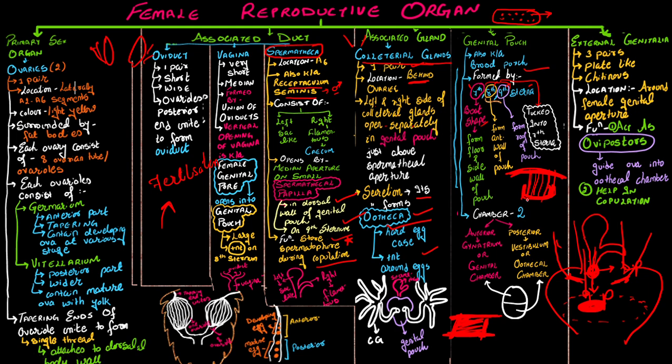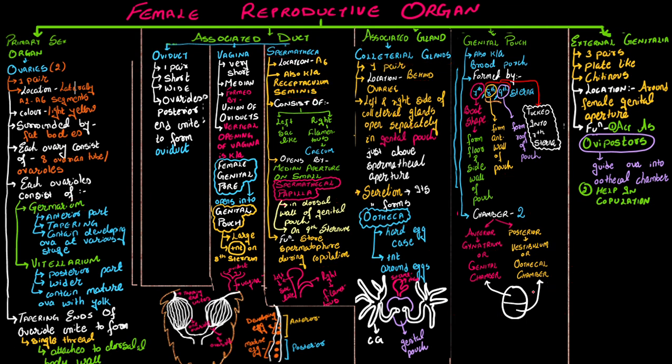Okay? How many chambers are present? Two chambers are present in the genital pouch. The anterior one we call gynatrium. Do not get confused between gynatrium and germarium. Gynatrium is the chamber of the genital pouch. Let me erase everything. See here, this is your genital pouch. The upper, anterior chamber we call gynatrium or the genital chamber. The lower one we call vestibulum or oothecal chamber.